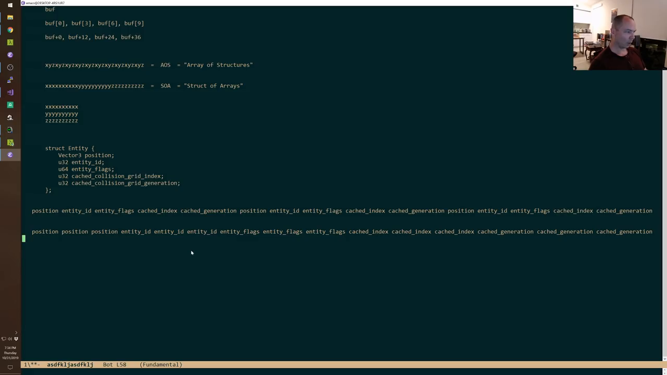But now, if you wanted to go through all your entities and just look at the flags and test them, look, all the flags are next to each other. You'll still take a miss the first time, right? The first time you look for this memory, it won't be there, and you'll wait. But after that, you're 100% efficient in terms of what you're reading, because it's all next to each other.